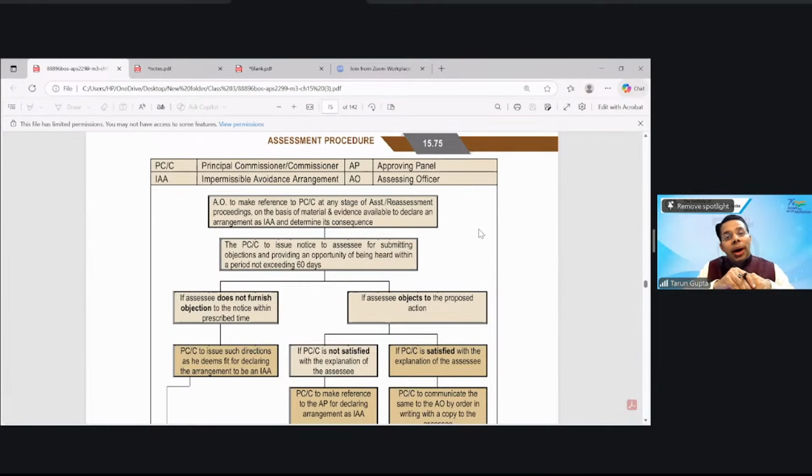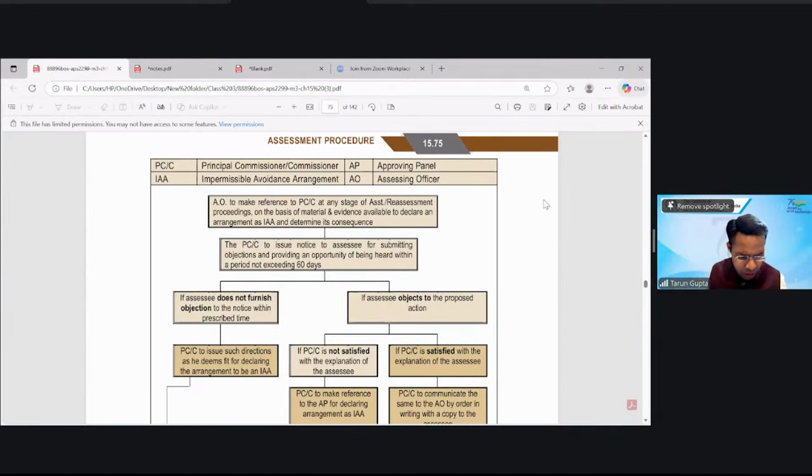The panel is chaired by an existing or a retired judge of a High Court. It's a very senior panel, consisting of 3 members. The panel decides whether the arrangement should be treated as IAA or not. Whether treating it as IAA or not, it passes an order and refers the case to the AO, and then the AO does the assessment in conformity with such order.